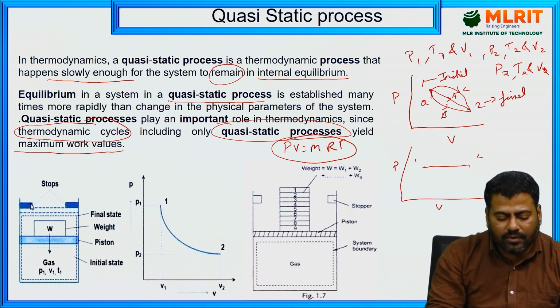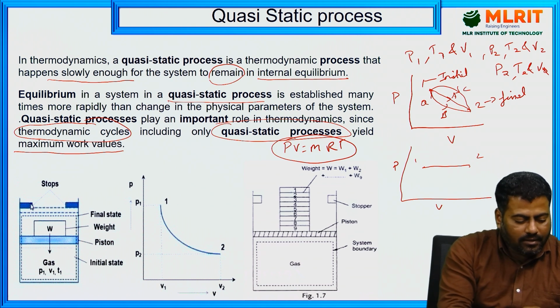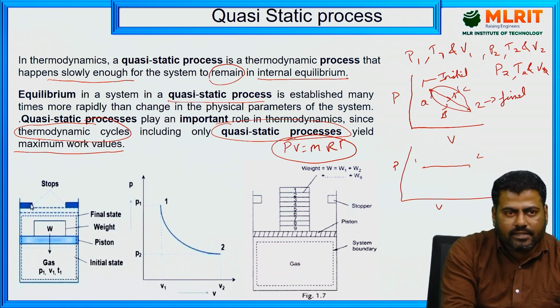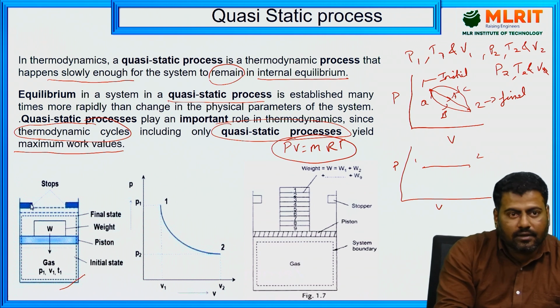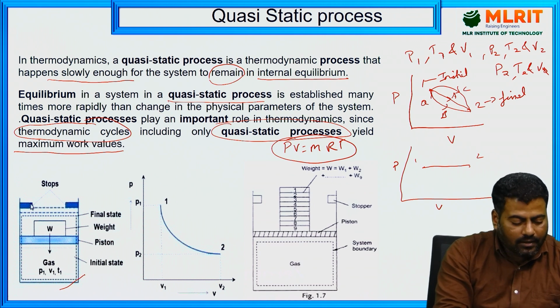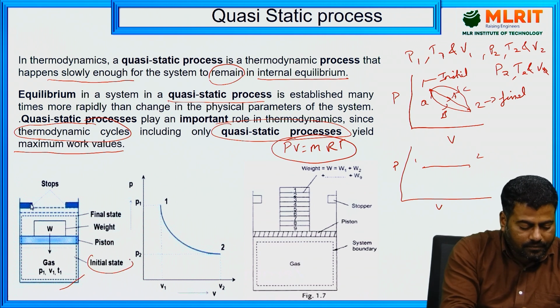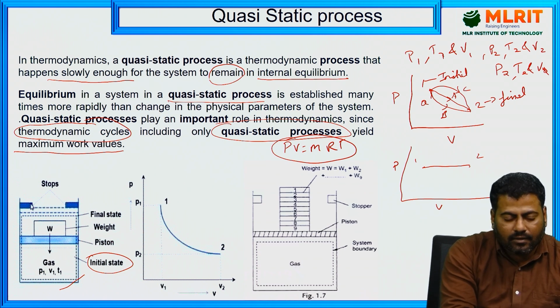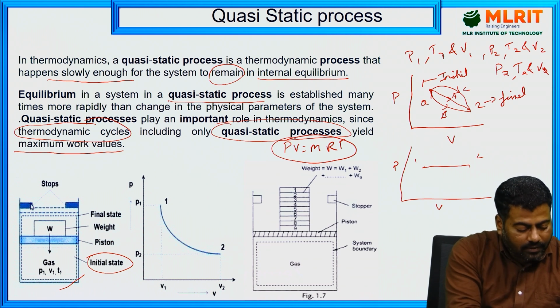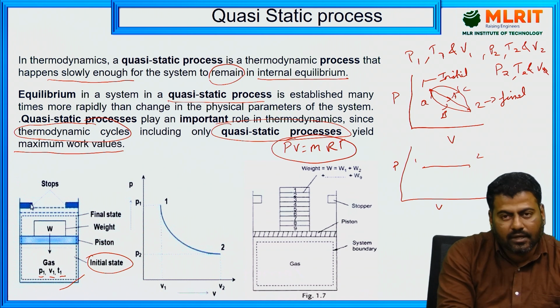But for understanding purposes, see here how to find the intermediate states. In this first diagram, we have the initial state. Inside that piston cylinder arrangement, we have the working substance, right? There I have the initial states as P1, V1 and T1. These are all initial states, right?